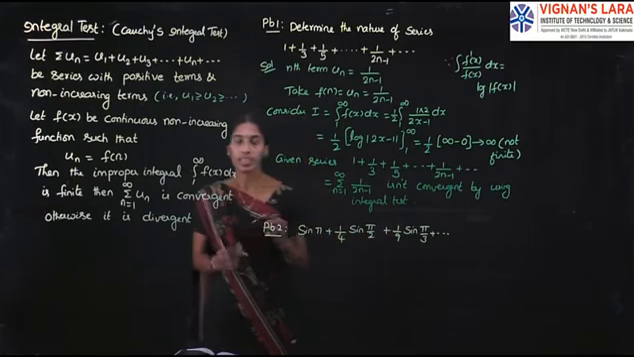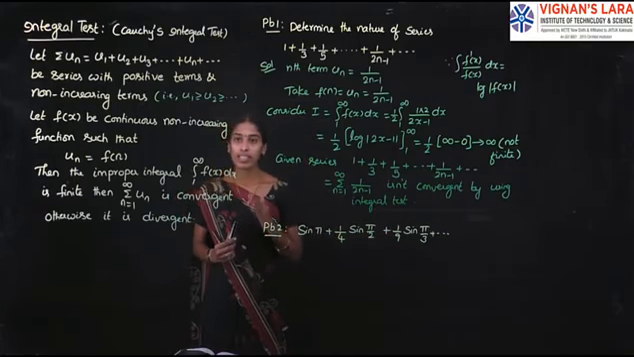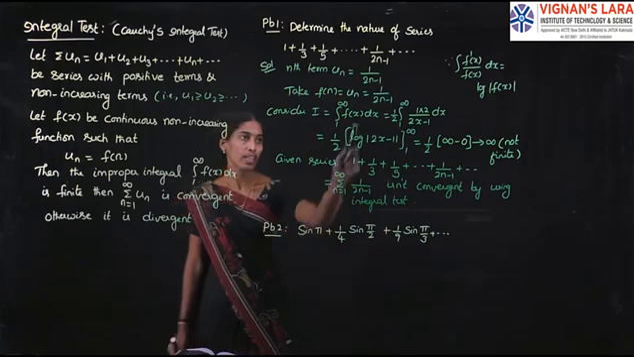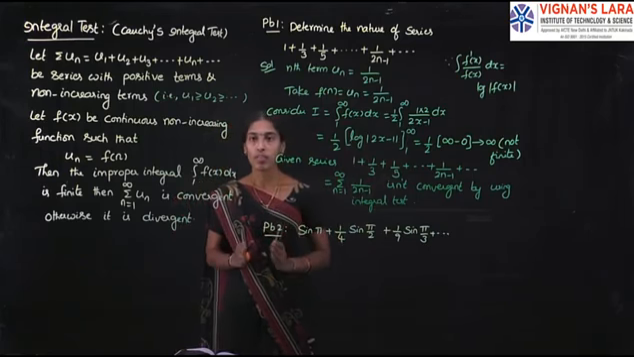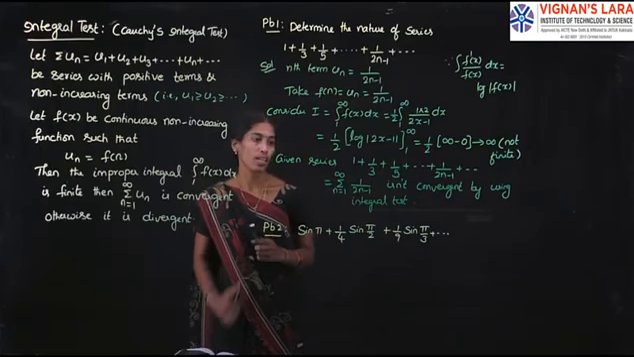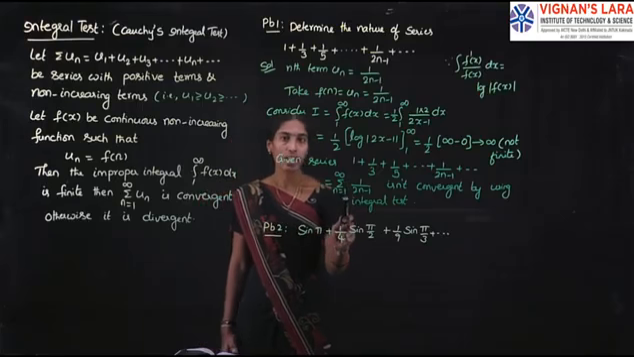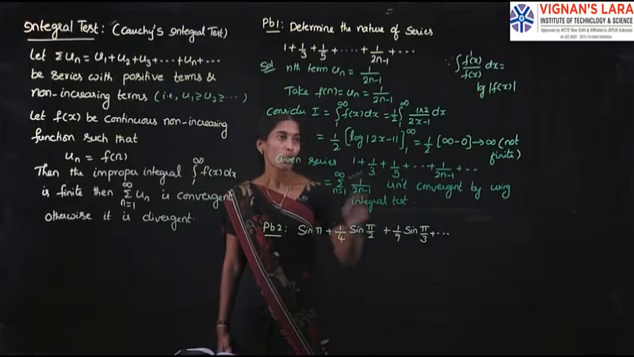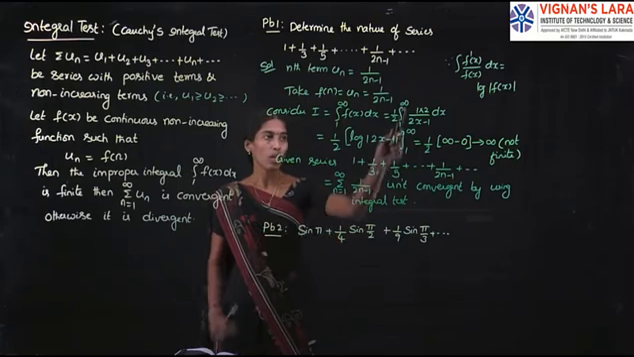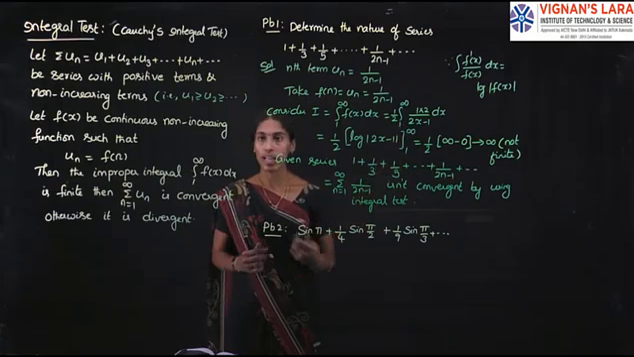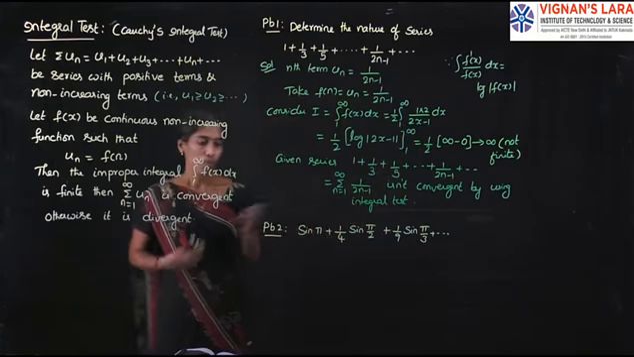So the integral test is applicable if the integration is easy, right? Otherwise, if integration is difficult, we cannot apply the integral test. One more condition is here: because the summation n starts with 1, we are taking the lower limit of integration as 1. Suppose if n starts with 2, then the lower limit of integration we will take as 2, right? And now we will see the next sum.